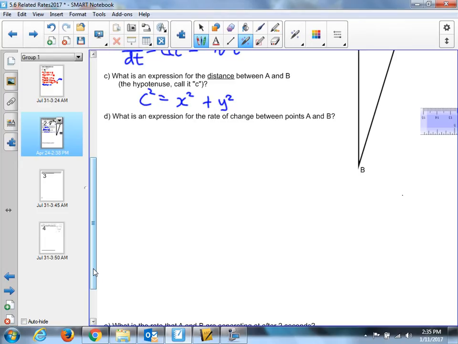dc by dt. C is that distance that we're separated from. So what we want is to find, because between points A and B, I told you to call it C, the rate of change between points A and B. I'm going to first say find dc by dt. That's really what we're doing here.